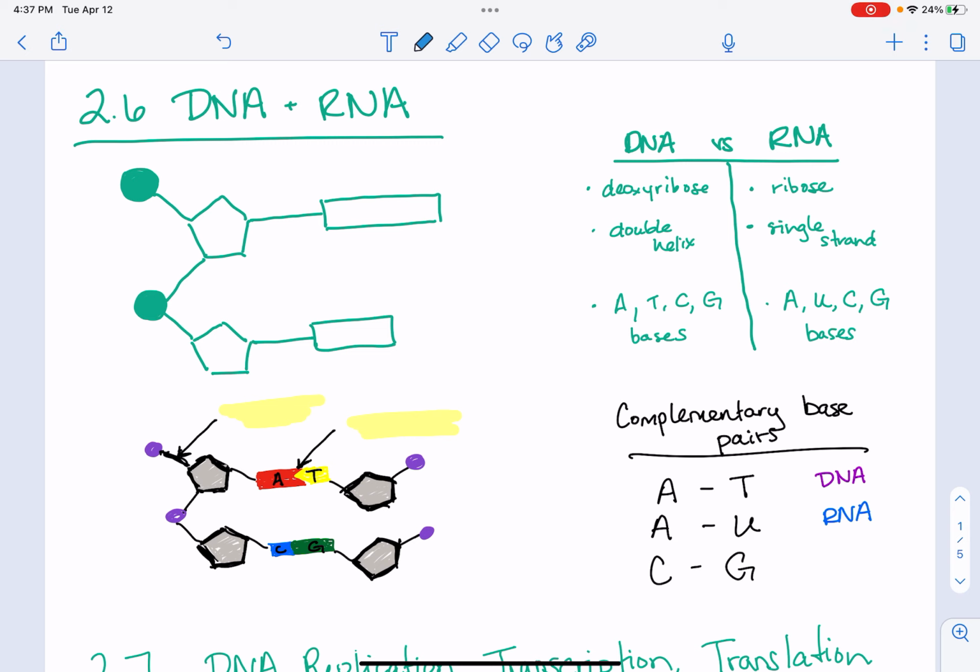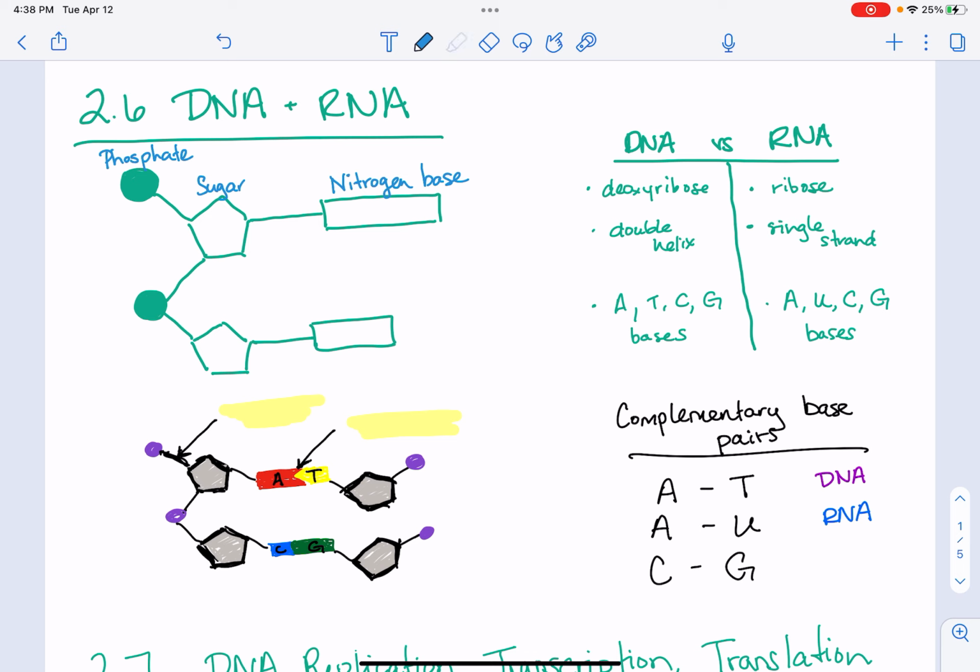So in general, nucleic acids, we have three main important parts. We have the phosphate, which is usually that circle. We have a sugar, and then we have the nitrogenous base or nitrogen base. And so, like I said, those are the main parts.